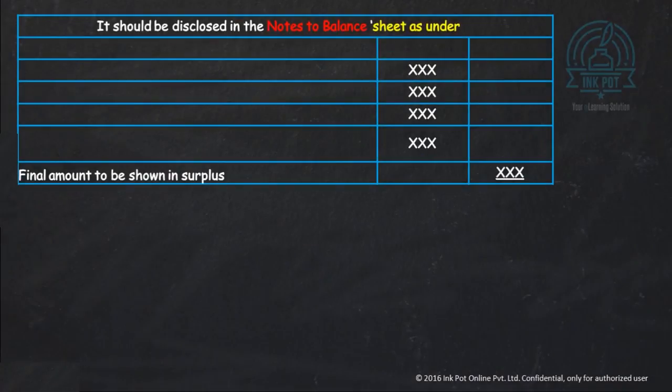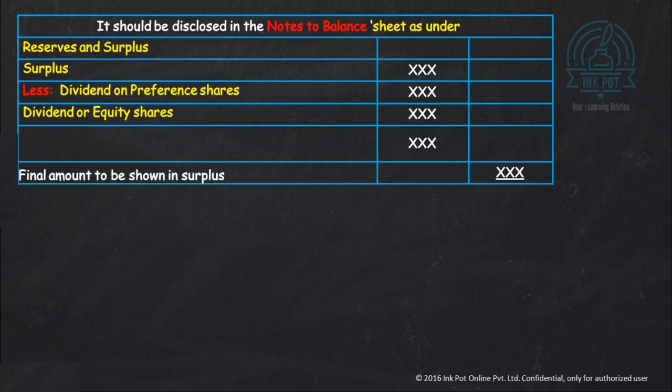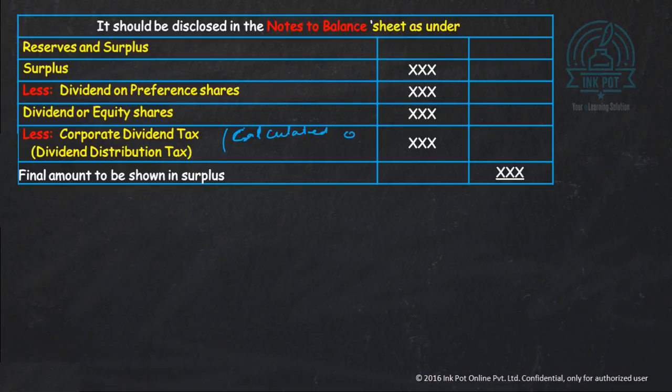Now, how are we going to show the dividend in the balance sheet? Under the heading of Reserve and Surplus, what comes first? Surplus. We will subtract dividend on preference shares, subtract dividend on equity shares, and along with that dividend, corporate dividend tax, either on preference shares or equity shares. It is to be calculated on equity and preference both. The final amount is to be shown in the surplus account.